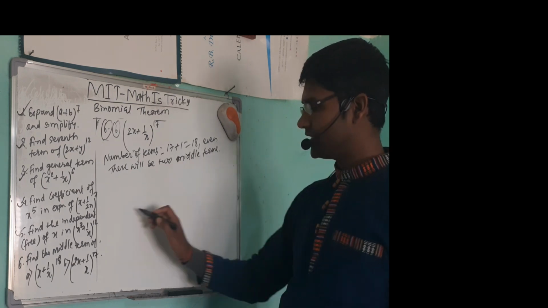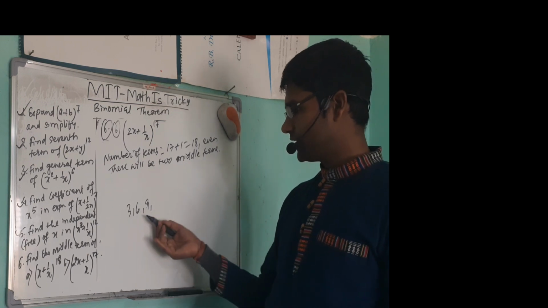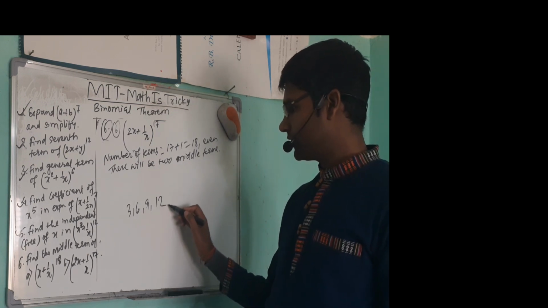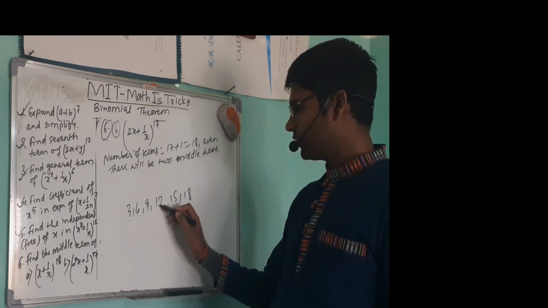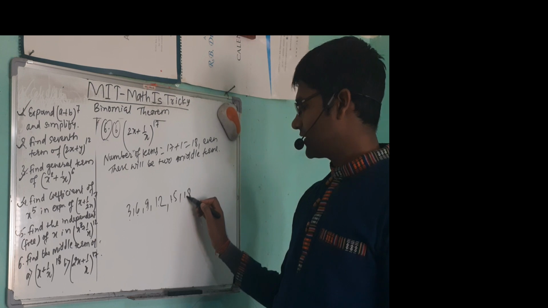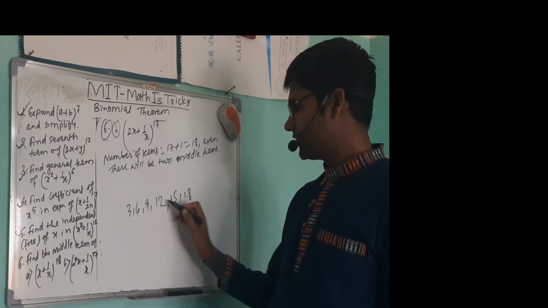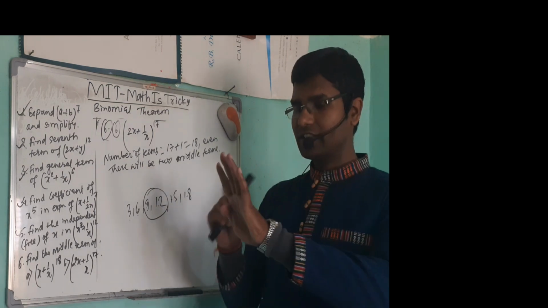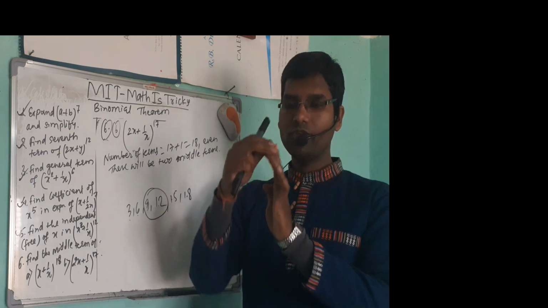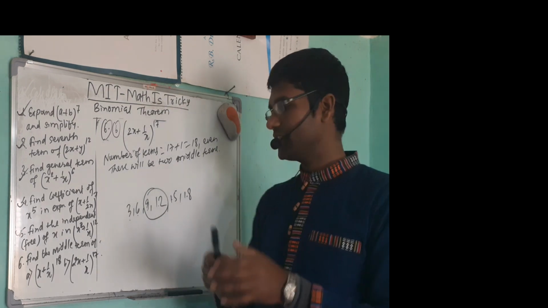It's not difficult. You can take 3, 6, 9, 12, 15 and 18. You can see 6 terms, so in the middle there are two terms. If you take 4 terms, 1, 2, 3, 4, then 2 will be in the middle. If you take only 3, then only 1 will be in the middle. This is how we can see it.